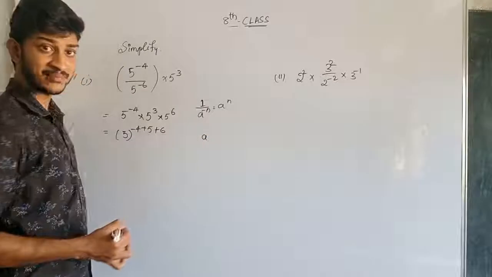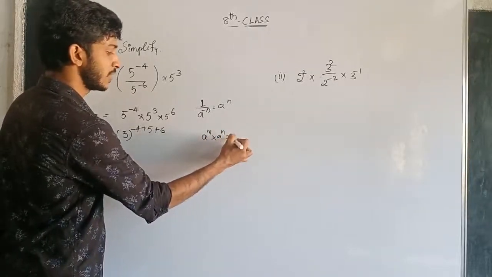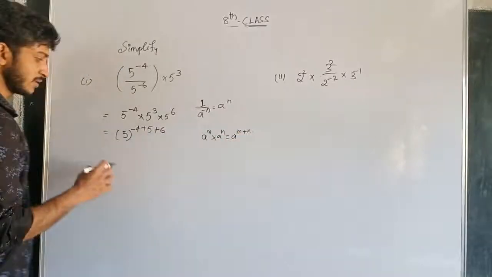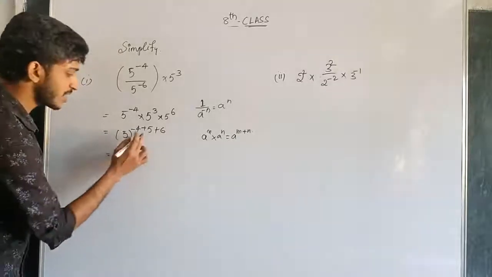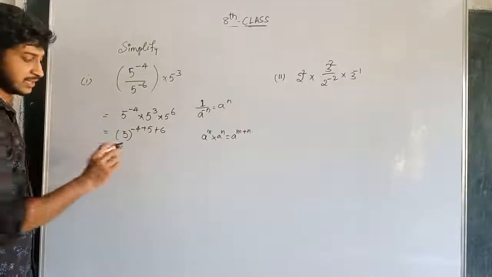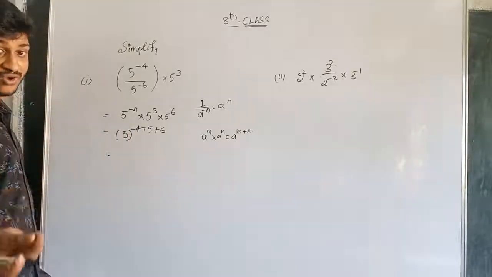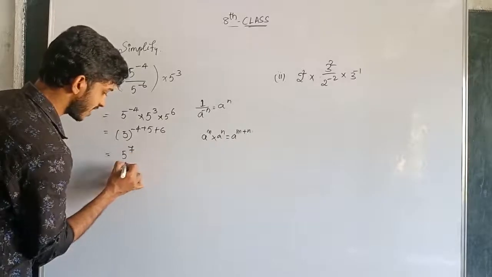So what is the formula I am using here? a power m into a power n equals a power m plus n. So minus 4 plus 5, how much? 1. Positive minus negative, 5 minus 4, what? 1. 1 plus 6 is 7. So I got 5 power 7 as the answer.